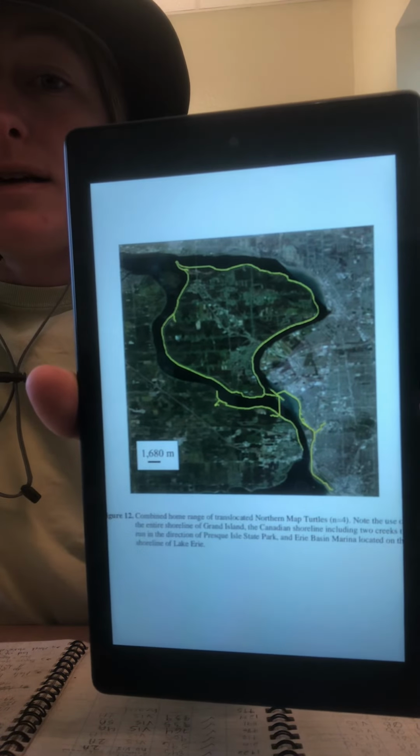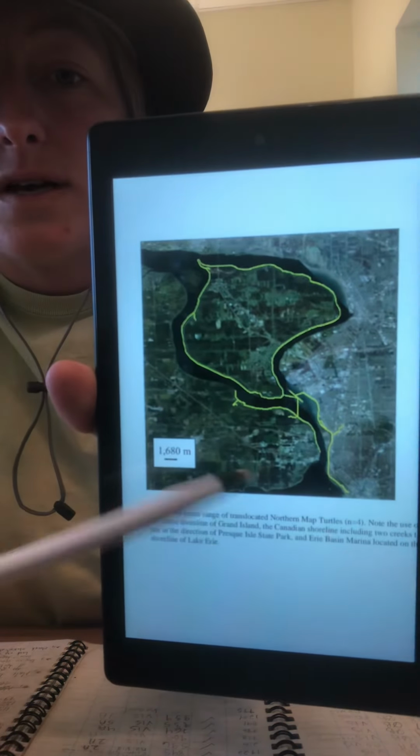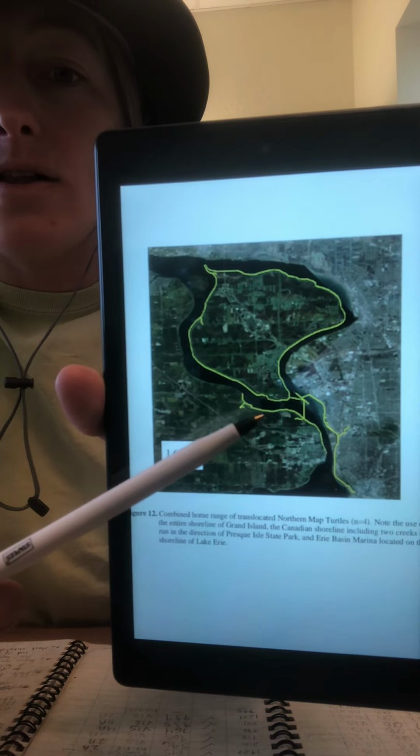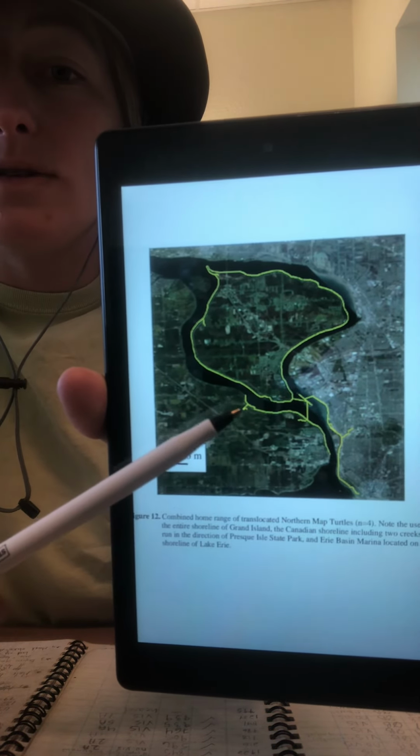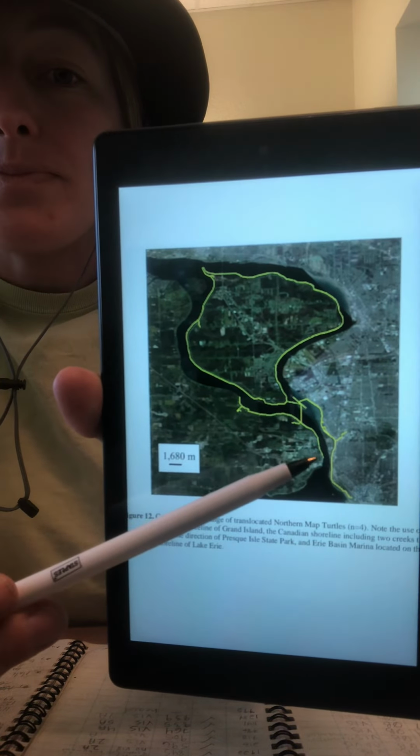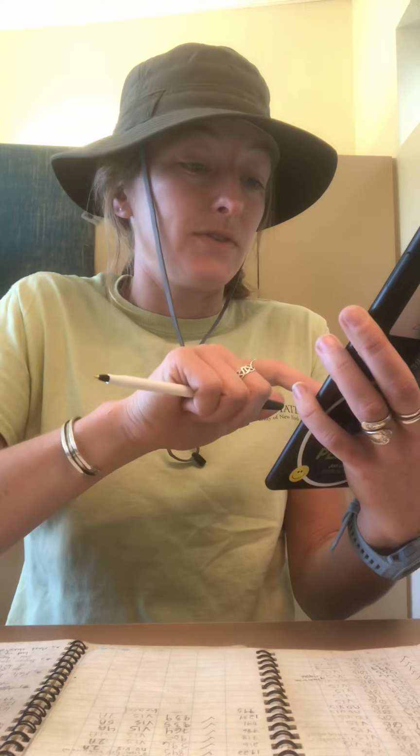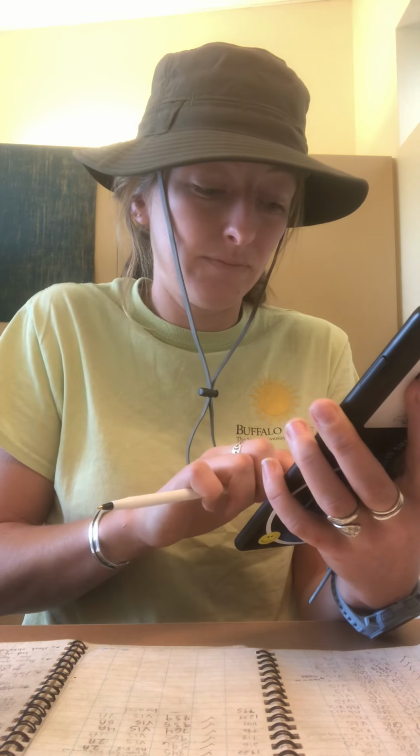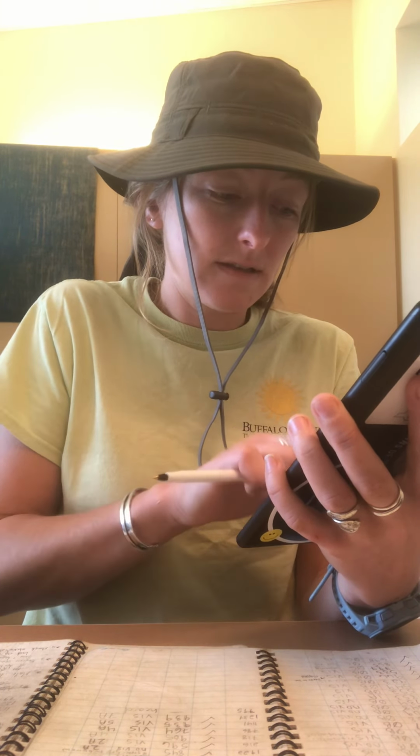Now, something interesting to point out is that translocated turtles used the Canadian shoreline. You can see that they were along the Canadian shoreline. They were trying to use these tributaries or streams. And my hypothesis for that was that they were trying to move in the direction of their original location. So let me show you this figure.